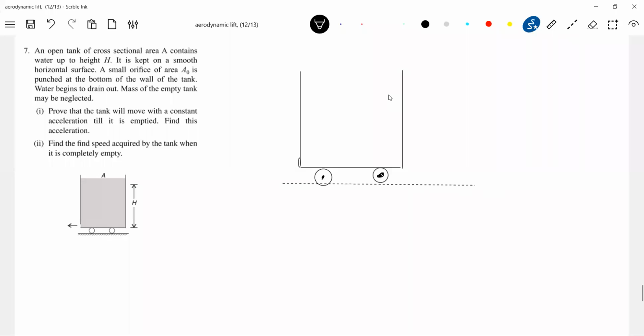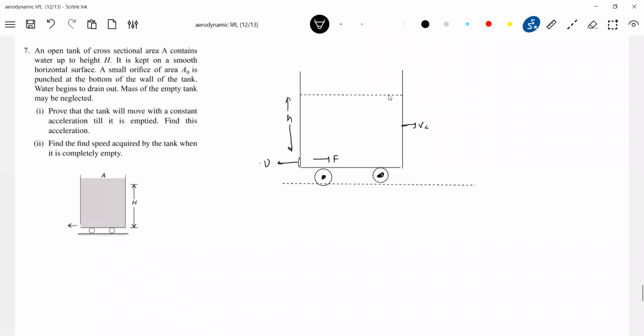Okay, this is about the wheels. So the liquid here will rush out, no? And let the level of liquid in the container be H. Now, how will the thrust force act in this direction?